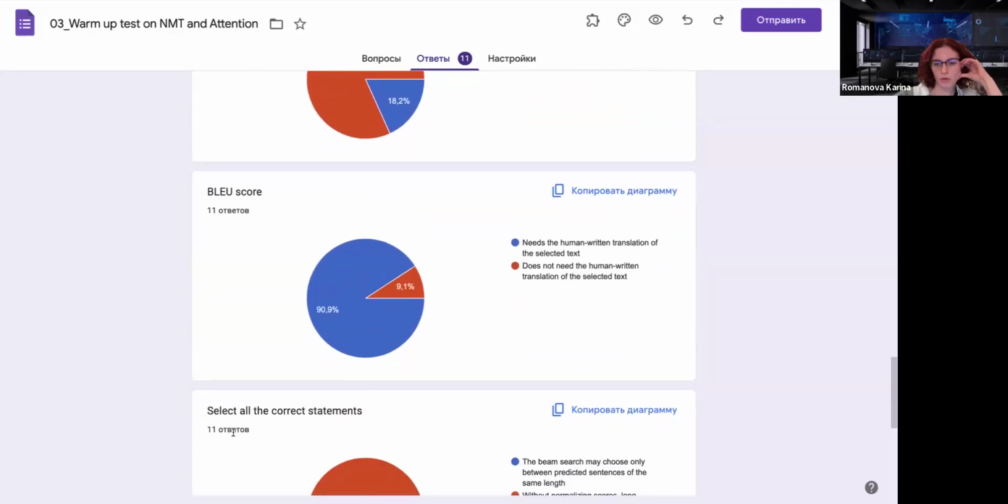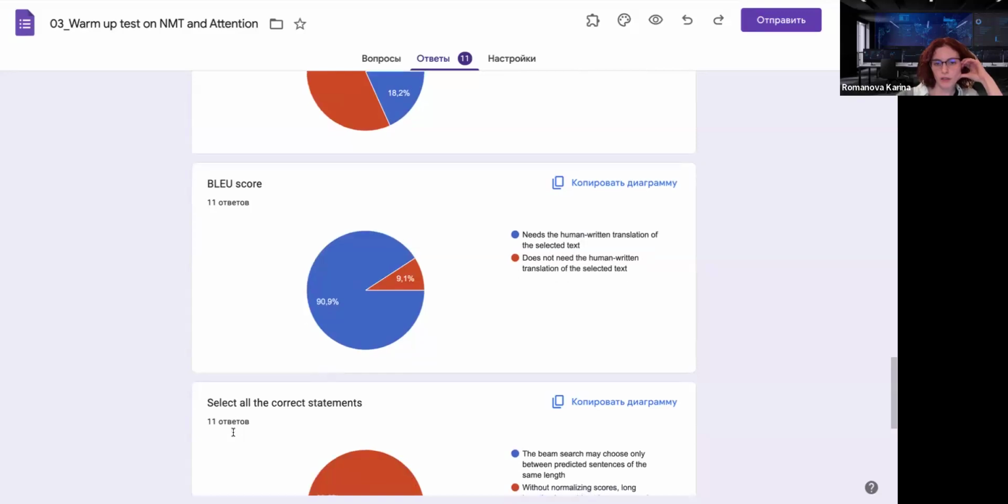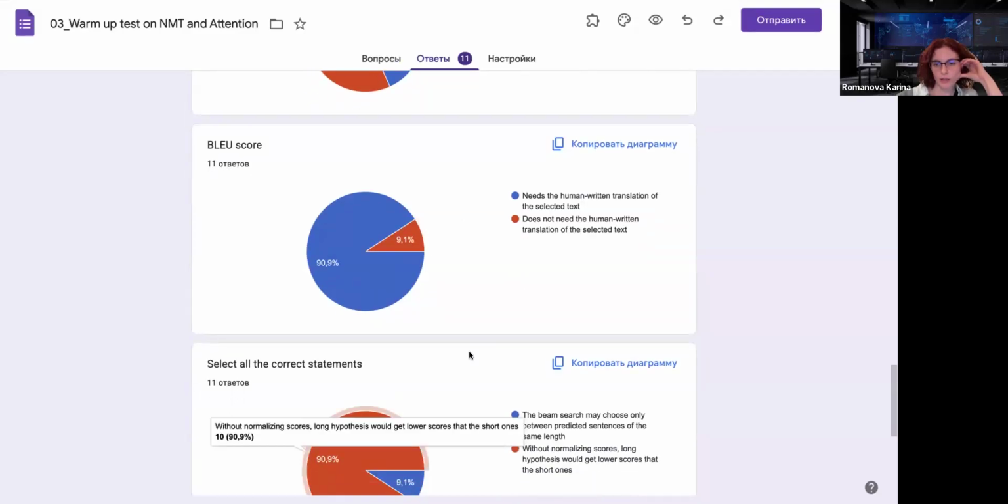The next question is about the BLEU score. Here we have two options, and we can say that it needs a human-written translation of the selected text. BLEU is a metric used to evaluate the quality of machine-translated text by comparing it to a human-written reference. The score indicates how closely the machine-generated translation matches the reference translation.